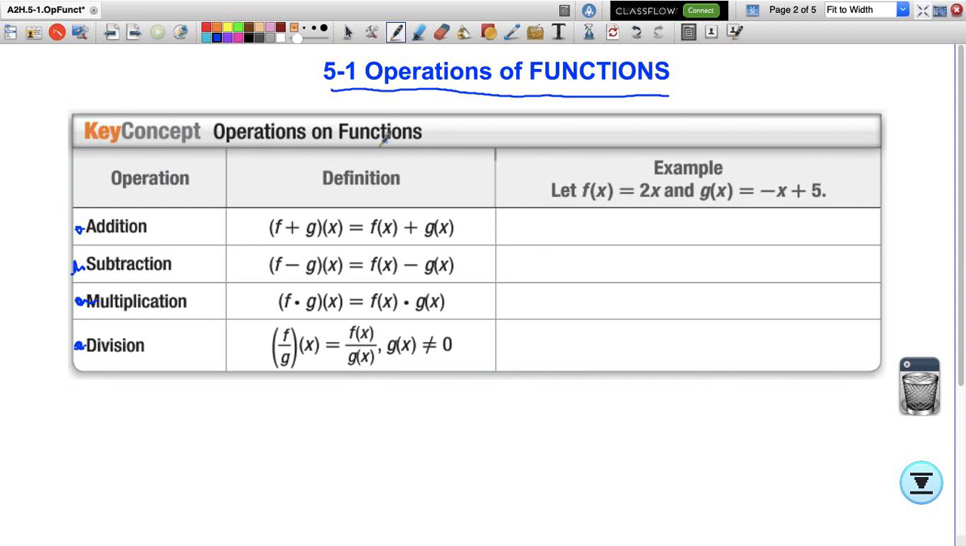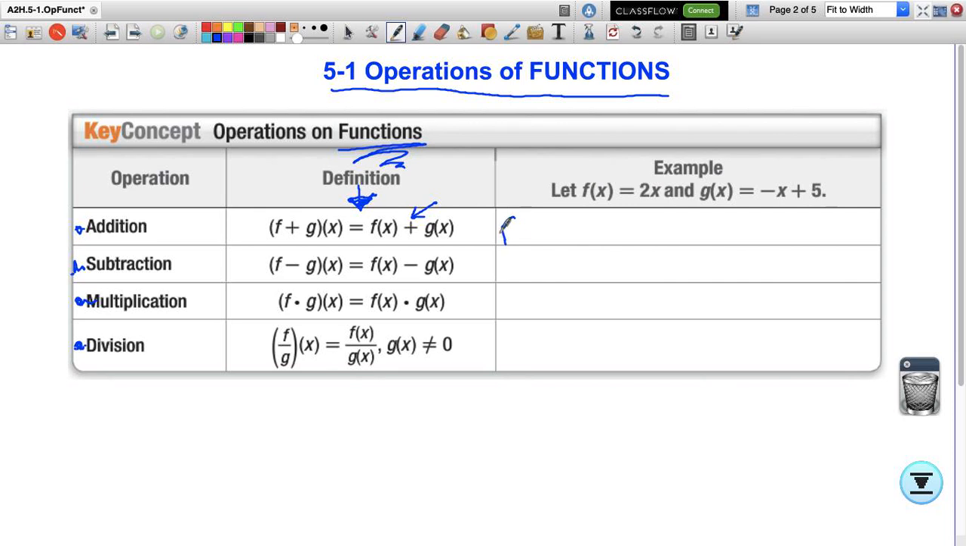So let's look at how we could write these in our actual definitions, keeping everything in terms of f of x, okay? So if we're dealing with functions, we're dealing with function notation. So when we see this here, it's saying f plus g of x. So the real directions for this is take our f of x, take our g of x, and add the two together. So let's say f of x equals 2x and g of x equals negative x plus 5.